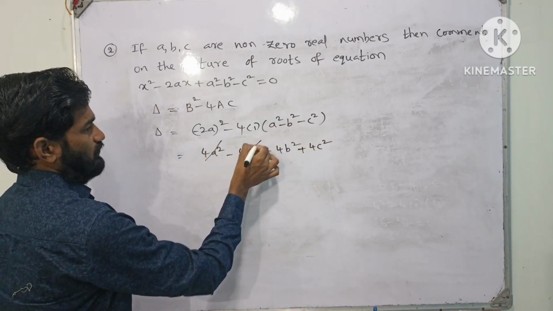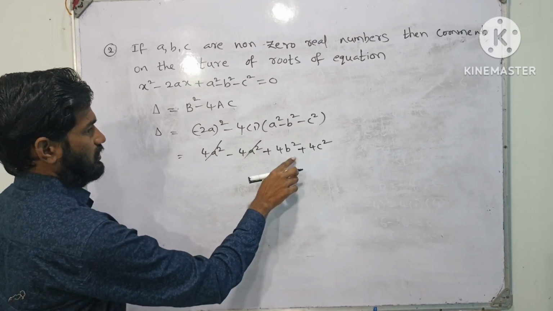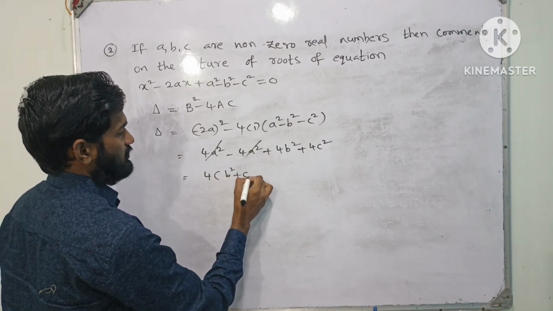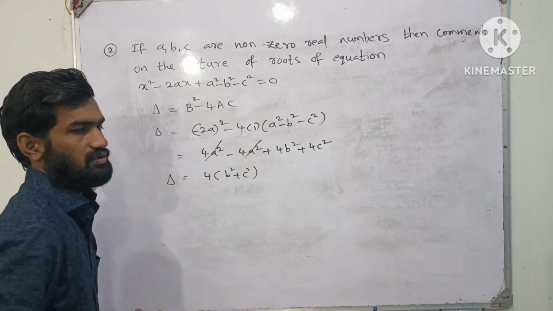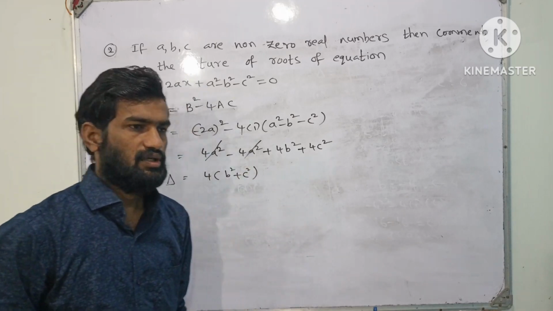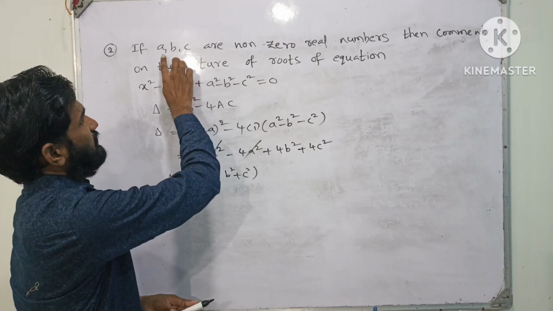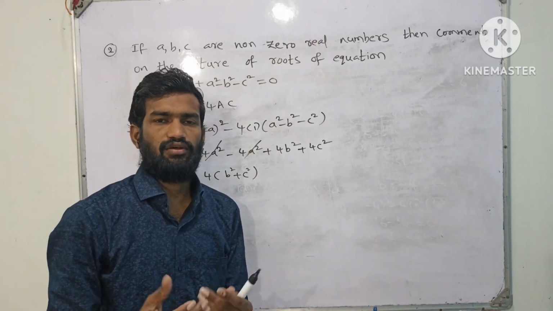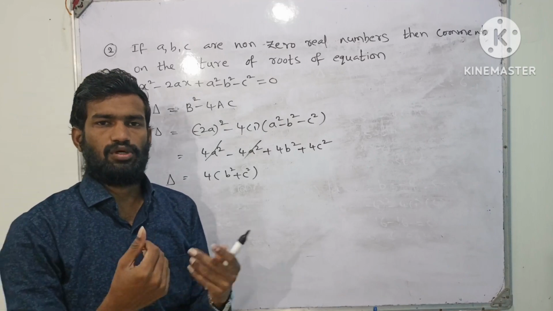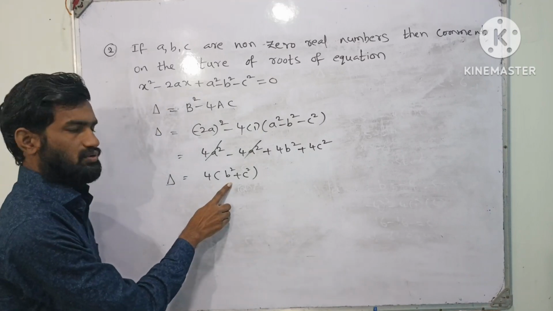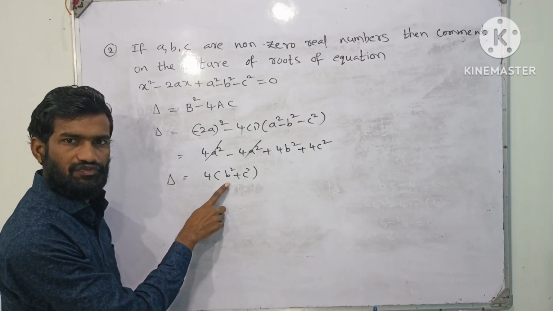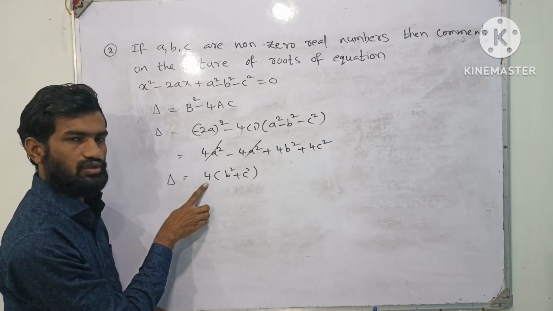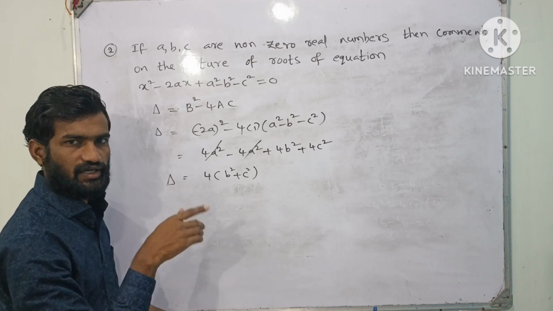Here 4a square, 4a square cancel. Now what we will have here, 4 of b square plus c square. Now just observe this one, 4 of b square plus c square. B is whatever, here it is saying non-zero real number. Real number means whatever number it may be, minus, plus, or whatever. So whatever number you can take here. Positive, if you take positive, everything will be positive. B square is positive, c square is positive, 4 into positive is again positive, greater than 0 we will get.